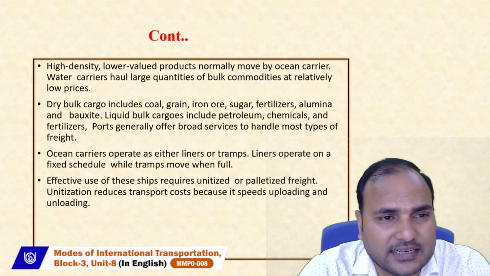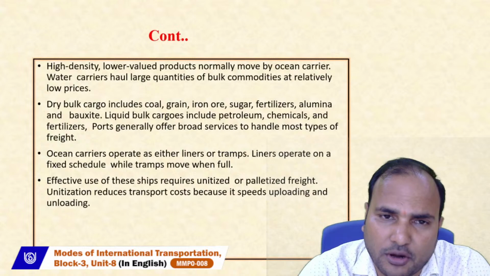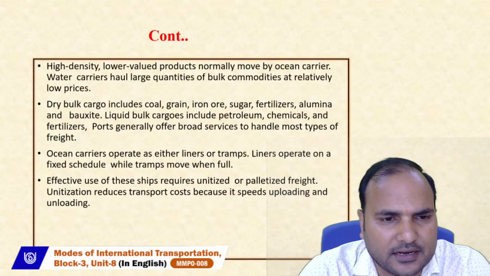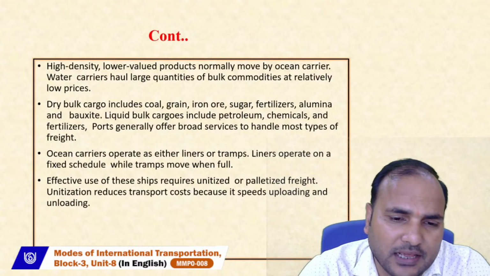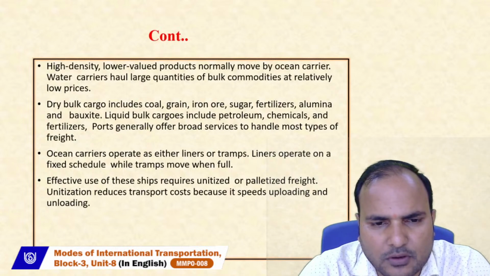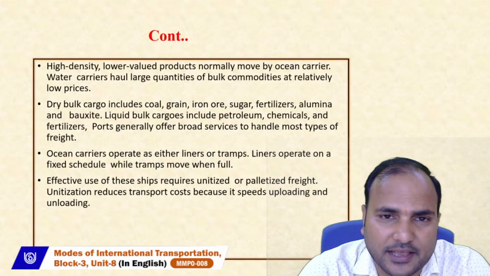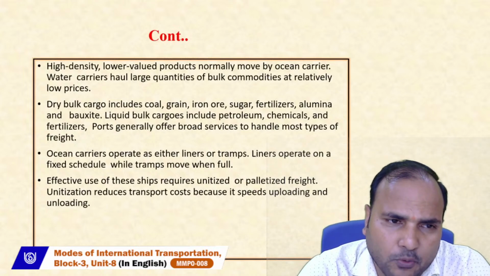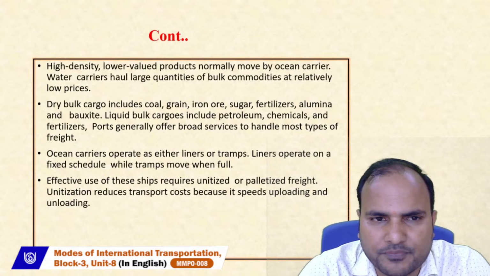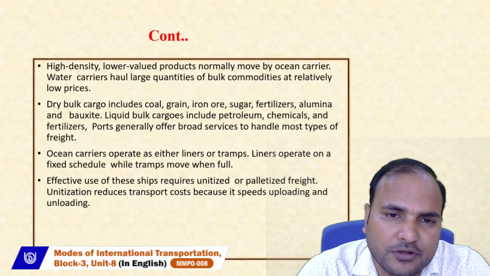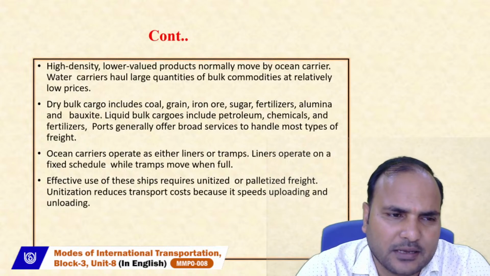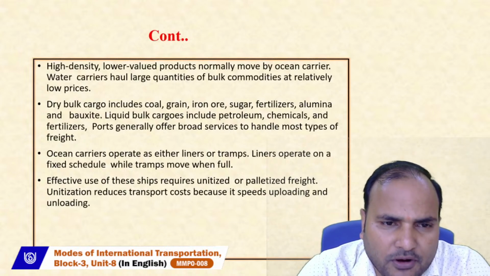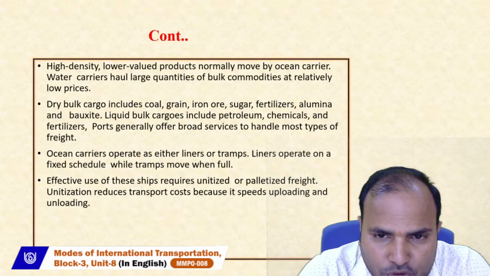High density, lower valued products are normally moved by ocean carriers. Water carriers carry large quantities of bulk commodities at relatively low prices, whereas in other modes the price is high. Dry bulk cargo includes coal, grain, iron ore, sugar, fertilizers, alumina, and bauxite. Liquid bulk cargoes include petroleum, chemicals, and fertilizers. Ports generally offer broad services to handle most types of freight.